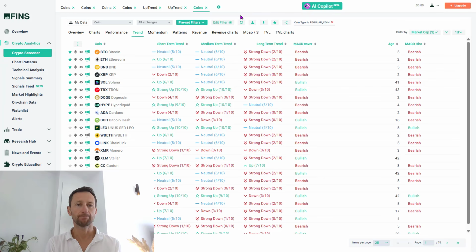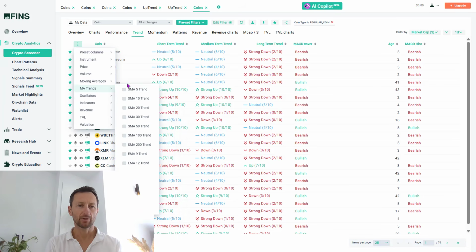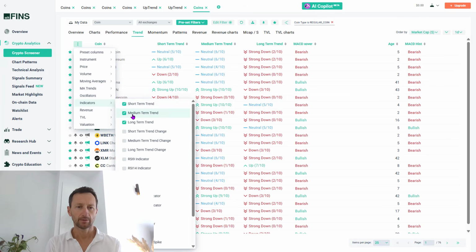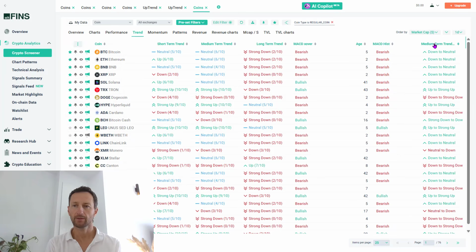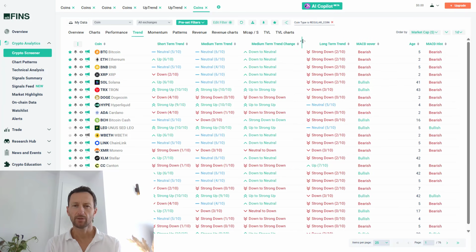So to do that, first of all, here you can add a trend. So we got the short term, medium. Let's add medium term trend change. Okay. So what this tells me is that the last trend change for these assets, for Bitcoin, was from down to neutral and so on.